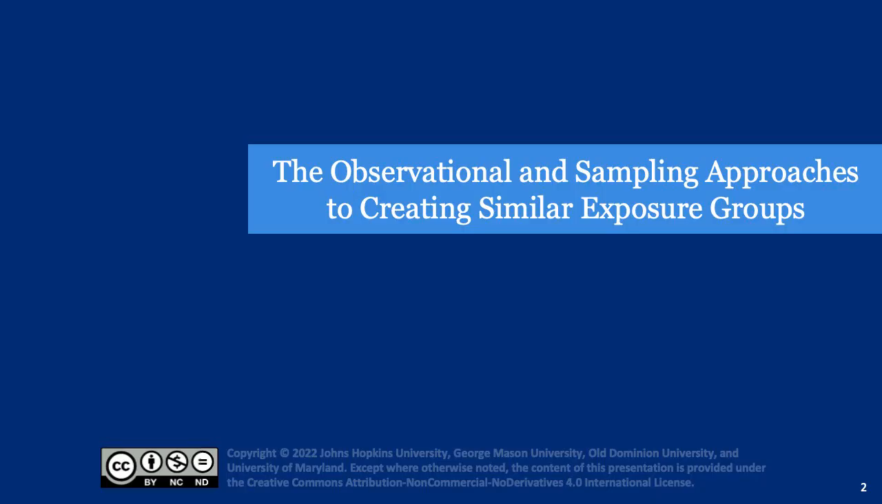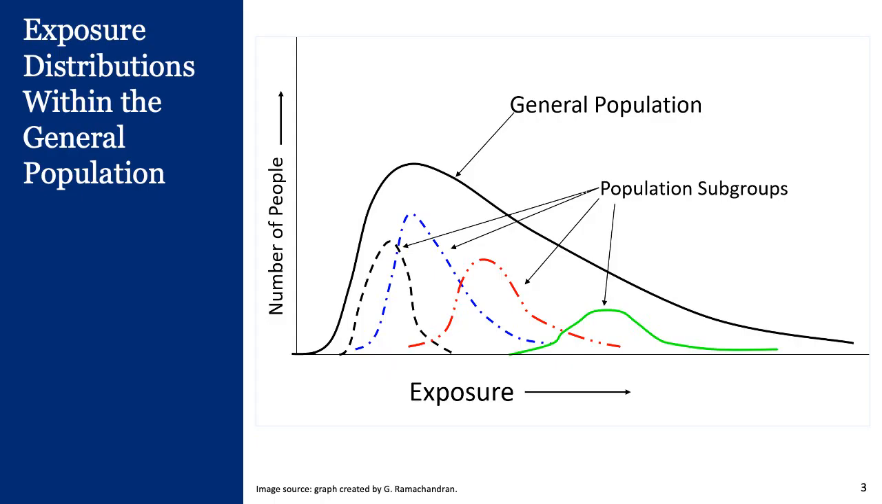In the next section, we'll be talking about what are called the observational and sampling approaches to creating SEGs. You may remember this slide from my previous lectures, showing the exposure distribution for the overall general population, whether it's out in the community or in a workplace. Within this general population, there are subgroups, and in the occupational setting, we call these our similarly exposed groups, or SEGs.